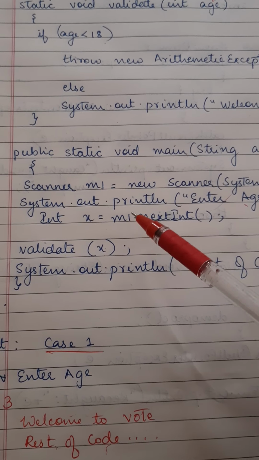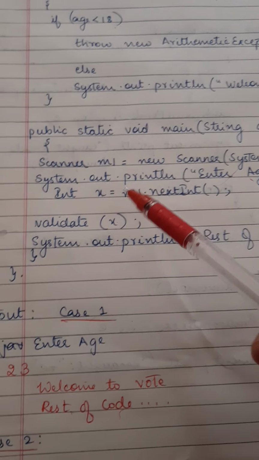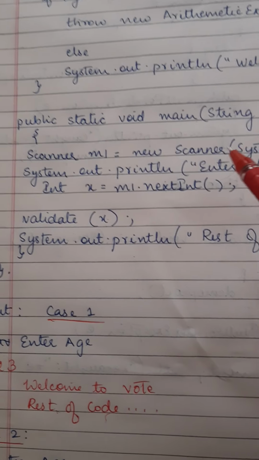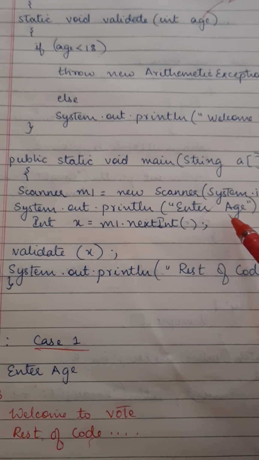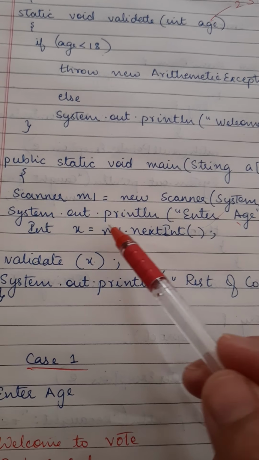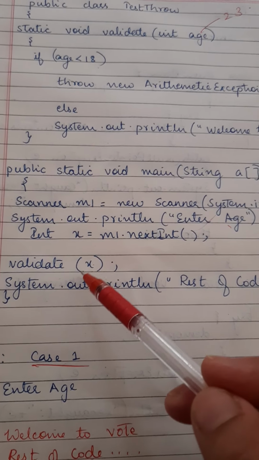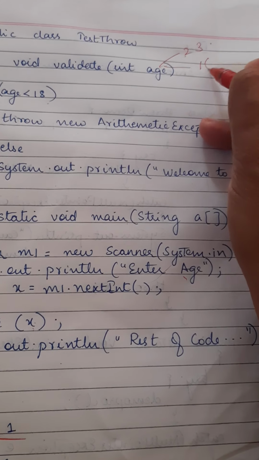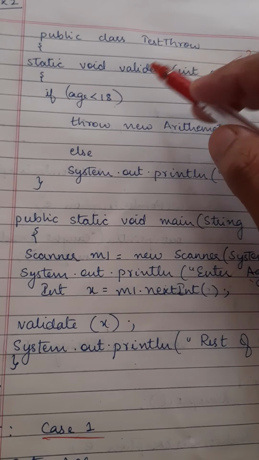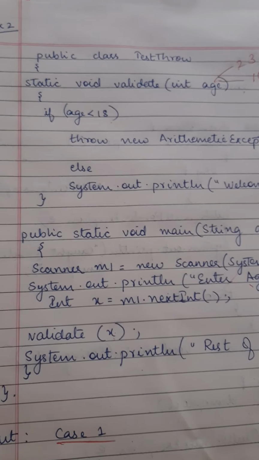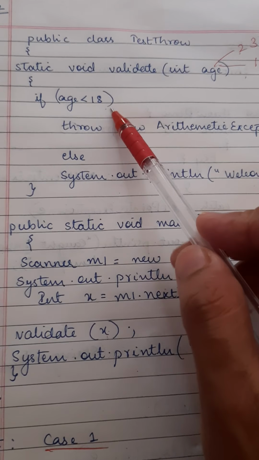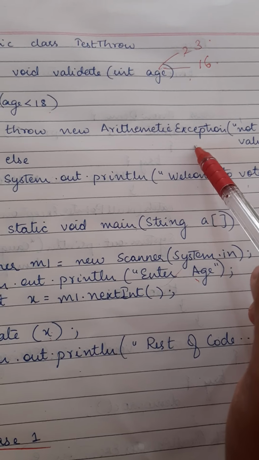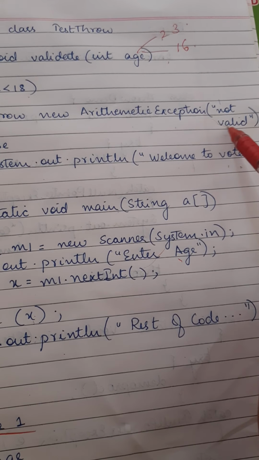In the second case, case 2, I am giving the age as 16. When I am running the program and the system asks to enter age, I am going to give the x value as 16. Again it calls the validate function. Now instead of 23, it will pass 16. It's going to check again: is age less than 18 here? Yes, it is less than 18. Then what it does is throw an arithmetic exception and write a message as "not valid".